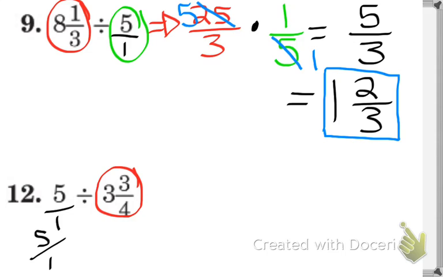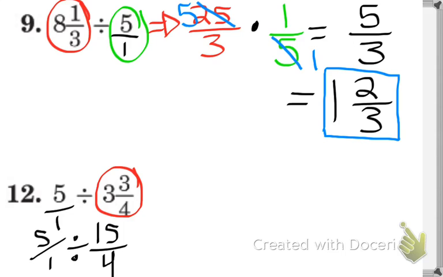Okay, so the 5 over 1 is not going to change. I'm still going to write the divided by. We're not going to flip anything yet. We're just going to convert it. So 4 times 3 is 12. 12 plus 3 is 15. So 15 over 4. So our question really says 5 over 1 divided by 15 over 4. That's what we're really working with here.